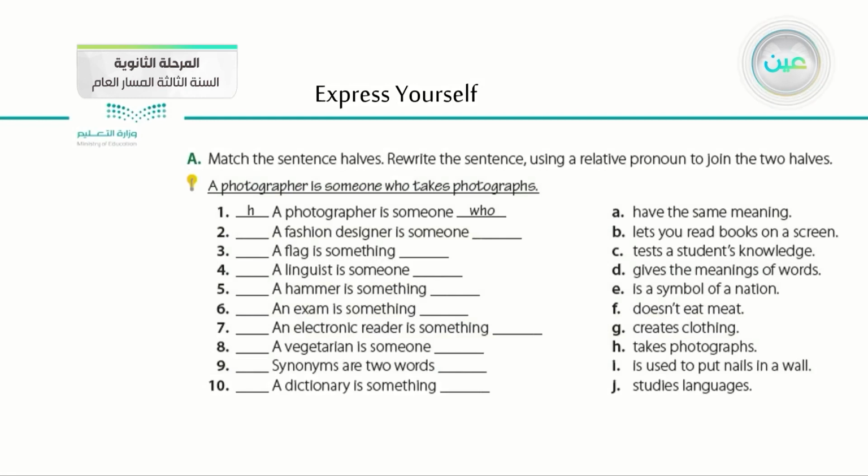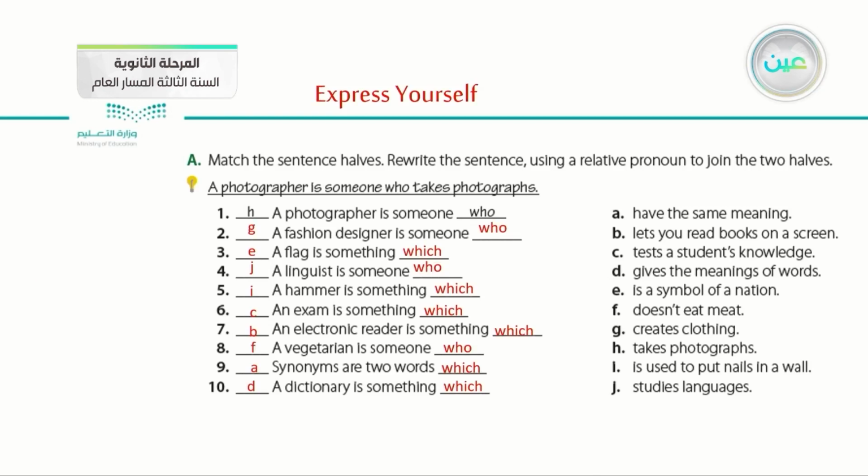In the first one, we tried to match or complete the half of the sentence on the left side with the other halves on the right side, and link or combine these 2 halves by using relative pronouns like who and which, and the answers for each one of them is as shown here on this slide.